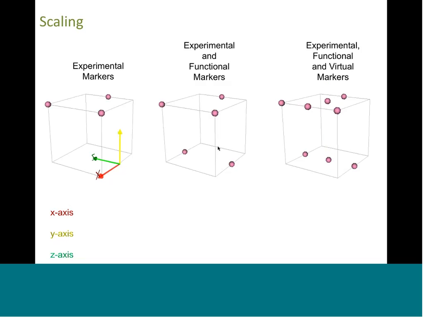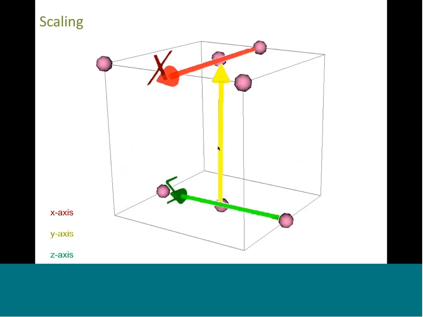The easiest scale factor to calculate is the z-axis. In this case, we're just going to use the 2 markers placed on the bottom. With the addition of these virtual markers, we can now define our model in all 3 dimensions.